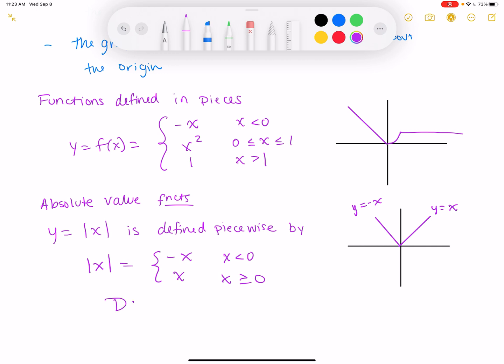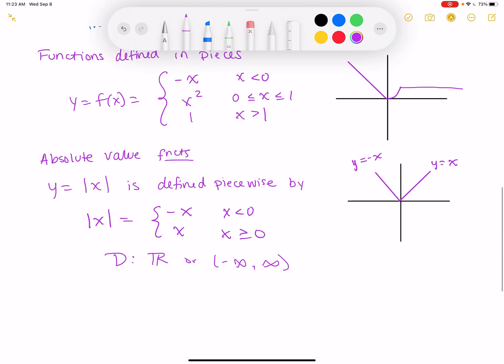So the domain for this would be all real numbers, or we could write it as negative infinity to infinity. For this one in particular, the range would be from 0 to infinity. Obviously, if it was shifted down, then it would be whatever your smallest y value is out to infinity. Or if it was reflected, then we're dealing with negative infinity to 0 or wherever it is.